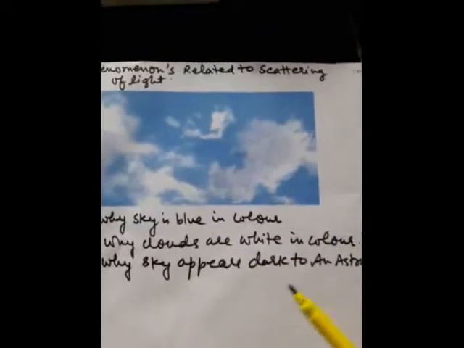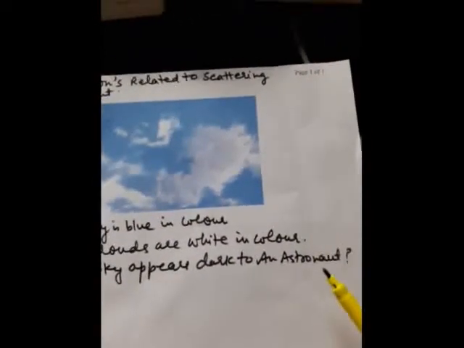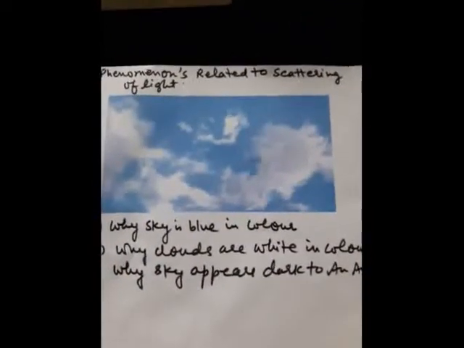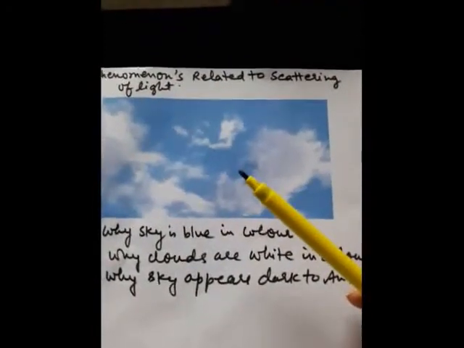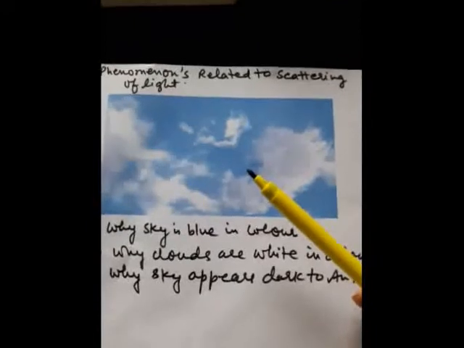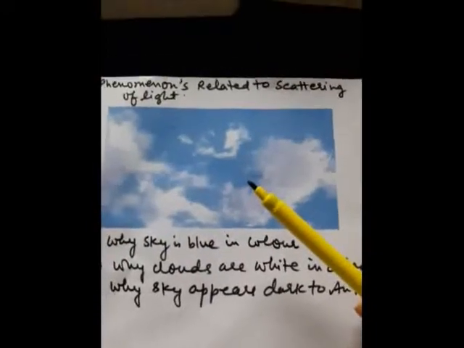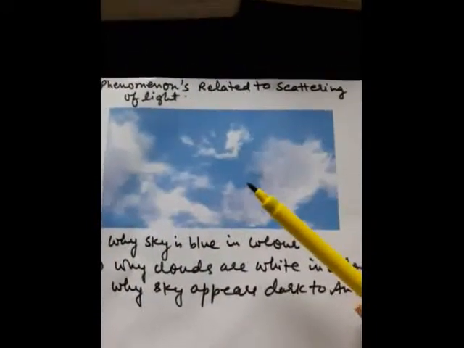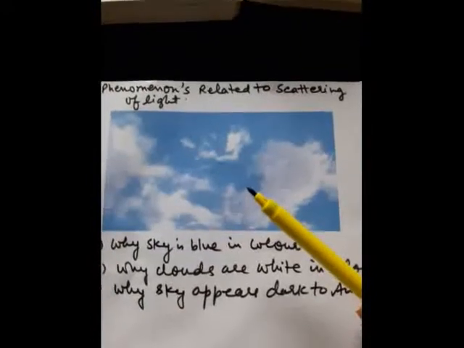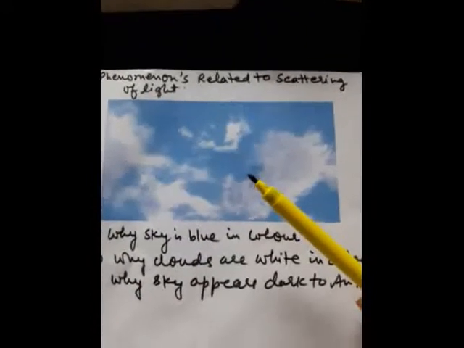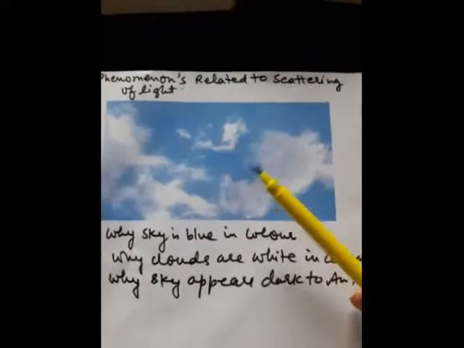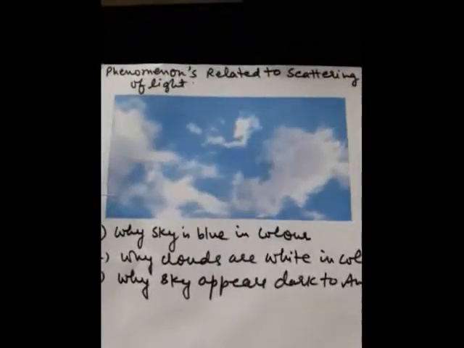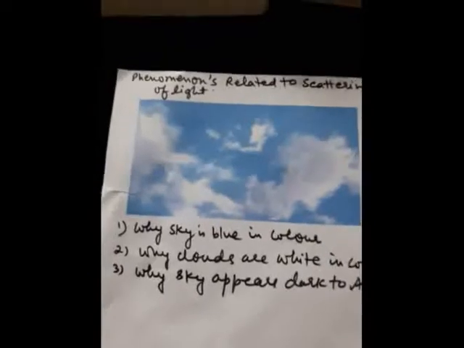Now why does the sky appear dark to an astronaut? The reason is astronauts travel in space or vacuum, where there is no atmosphere. In vacuum and in space, no scattering of light will take place, and the sky appears dark to the astronauts who are flying very high.